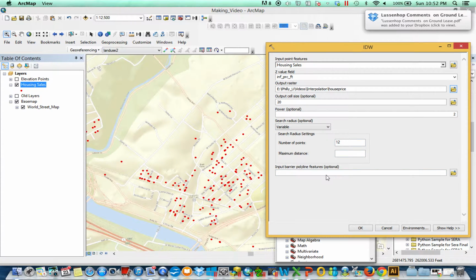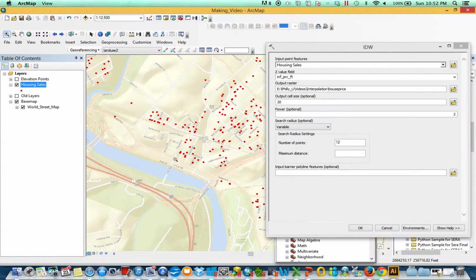And we come to this one, which is new. Input barrier polyline. The purpose of this is what happens when you have natural or human-made barriers like a river or railroad tracks or major highways that really act as kind of boundaries between two entirely different zones.